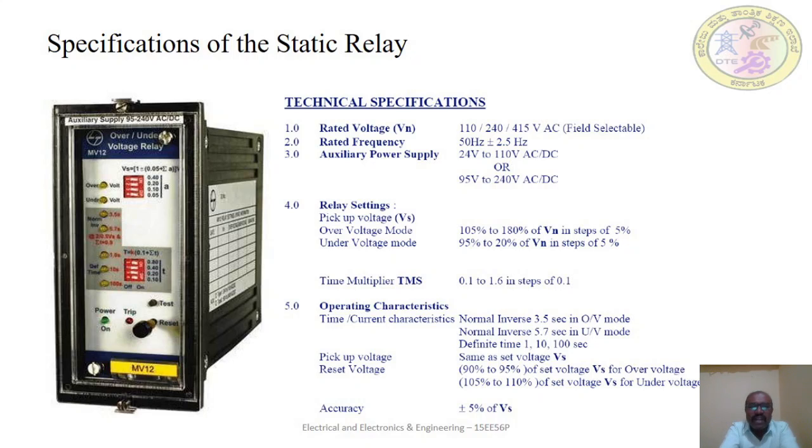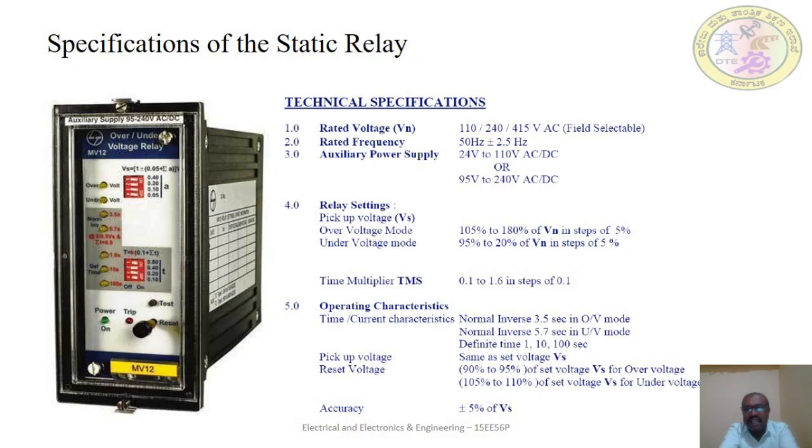DIP switches are provided on the front panel for pickup and time delay settings. The user has 7 trip time characteristics. The rated voltage will be from 110 volts to 415 volts AC. Frequency will be 50 Hz plus or minus 2.5 Hz. Auxiliary supply will be 24 volts to 110 volts AC or DC. Relay settings: the pickup voltage in over voltage mode is 105% to 180% of VN in steps of 5%, and in under voltage mode 95% to 20% of VN in steps of 5%.